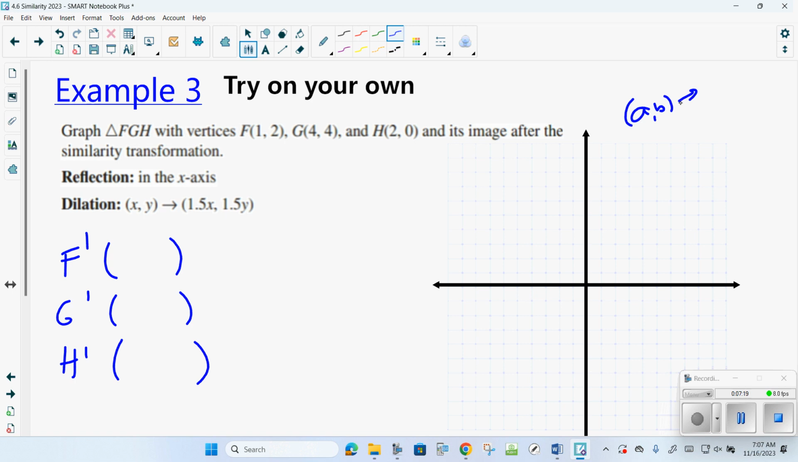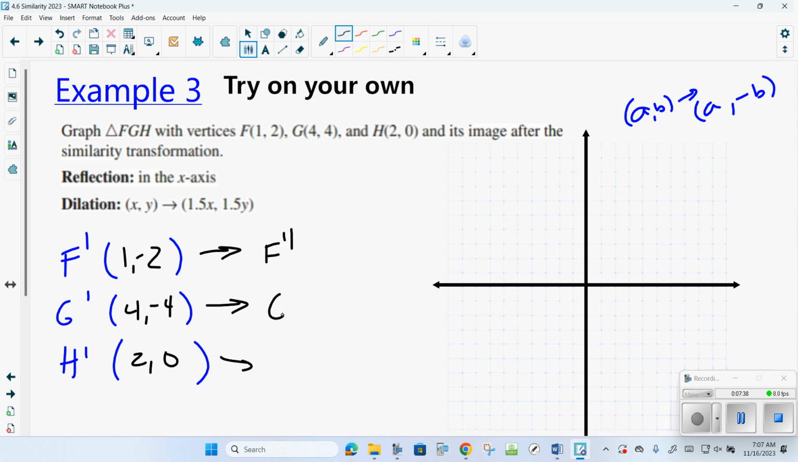So the rule for reflection on the x-axis is you keep x the same and change y. So I'm going to keep x the same and change y. So negative 2, 4, negative 4, and 2, still 0. Then I'm going to do a dilation. So we got F double prime, G double prime, and H double prime of 1.5. So now I'm going to multiply each one of these by 1.5.